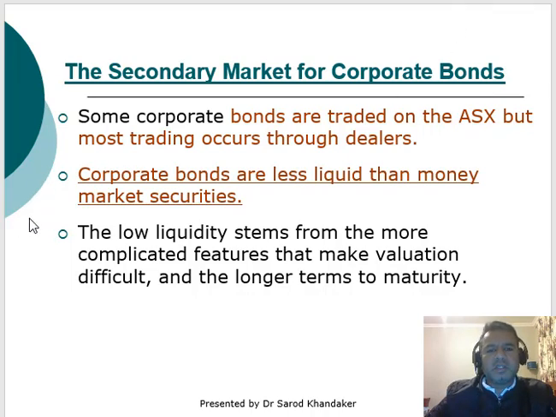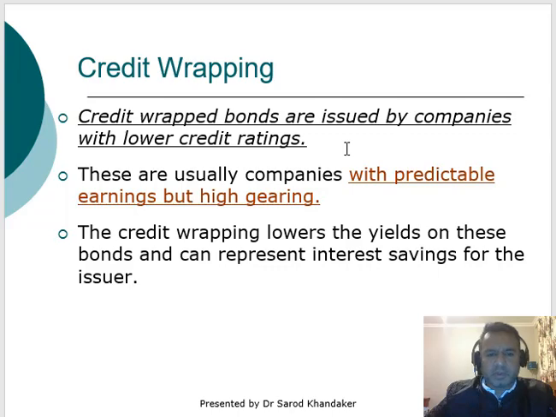In the capital market, there are also different types of other bonds. For example, the credit wrapping bond. The credit wrapping bonds are issued by companies with a lower credit rating. These are usually companies with a predictable earning but high gearing. The credit wrapping lowers the yield on these bonds and can represent interest saving for the issuer.